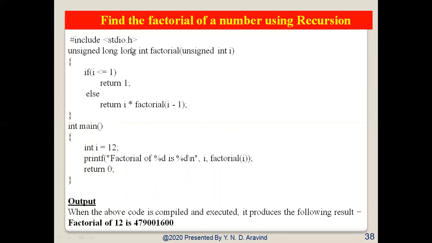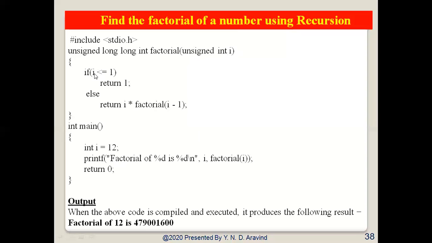The control will go here. And here, at the declaration itself, I have given the definition of the function. The return type is unsigned long int. The name of the function is factorial, and it takes an unsigned int i. So 12 is an unsigned int, and that 12 value will come into this particular i.